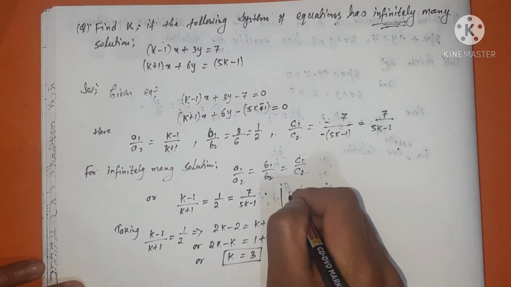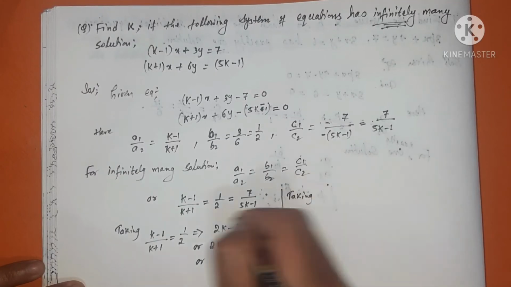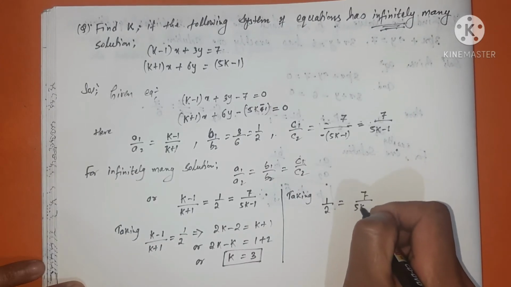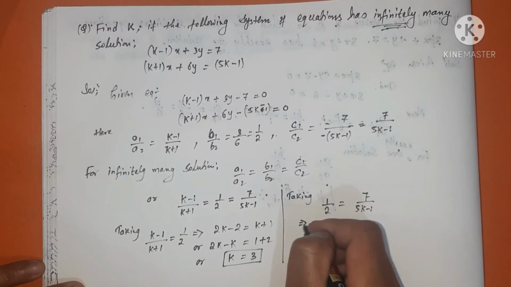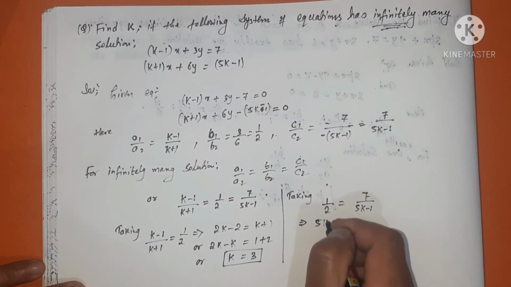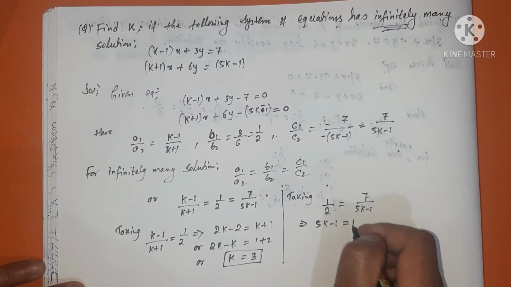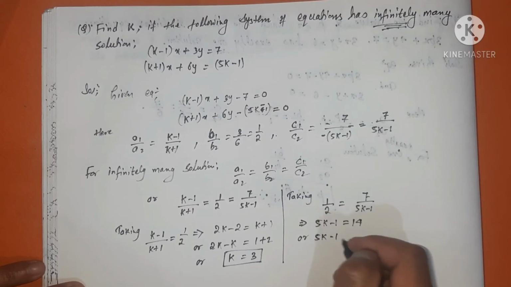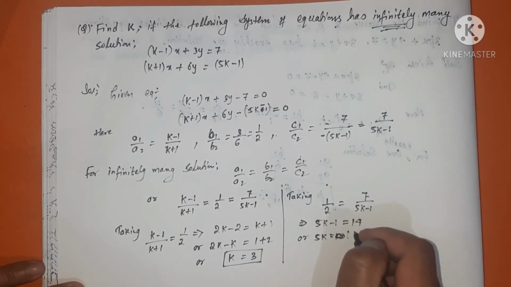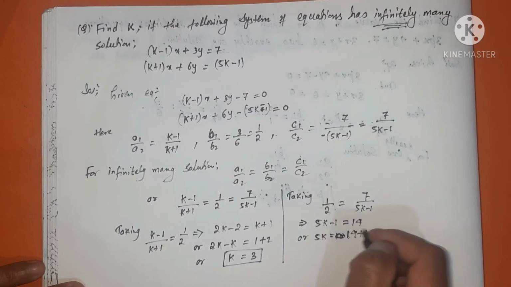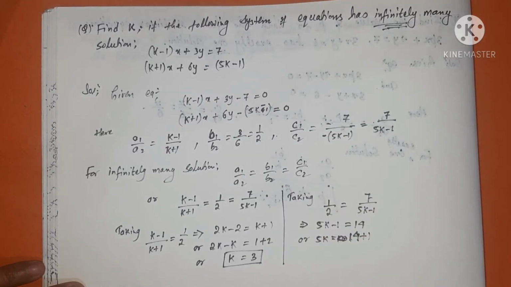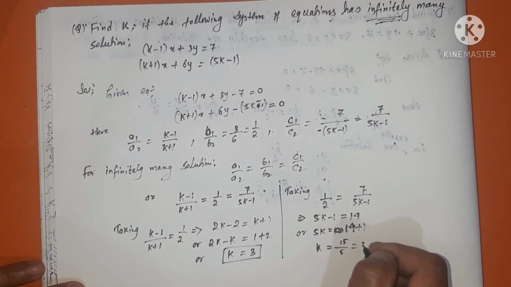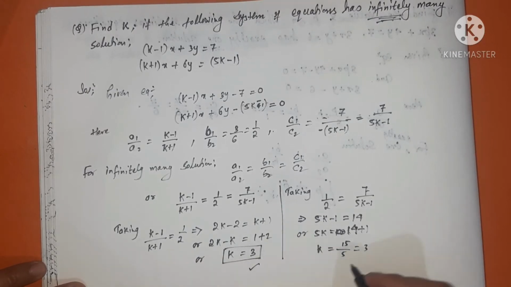Now again, taking the last two ratios, 1 by 2 is equal to 7 by 5k minus 1. Okay, let's see what will happen. Cross multiplication, 5k minus 1 is equal to 2 times 7, 14, is it? Or 5k is equal to 14 plus 1, you can say. This minus 1 goes this side, becomes plus 1, or simply k is equal to 14 plus 1 is 15 by 5 is 3. That means the value of k is only 3.